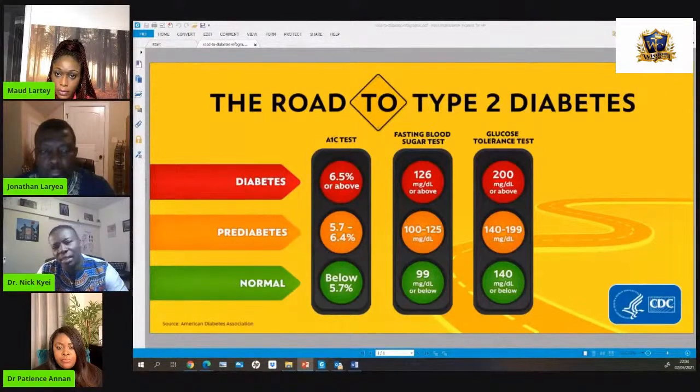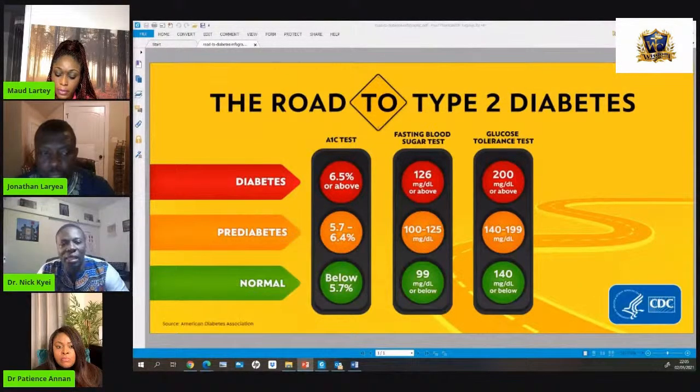We have other tests, or you may have heard of random blood glucose test or random blood sugar test. This test you can take at any time, and you do not need to have fasted. So it just measures your blood sugar at the time that you are tested. And here, if your blood sugar level is above 200 milligrams per deciliter or 11.1, then it indicates that you have diabetes. But we cannot use the random blood sugar test to differentiate pre-diabetes.